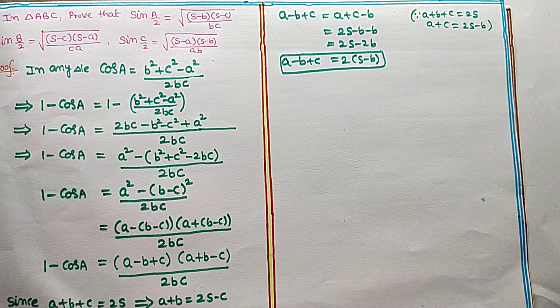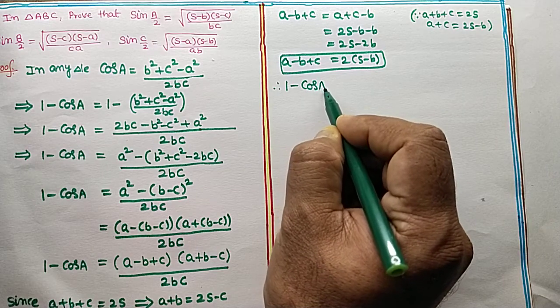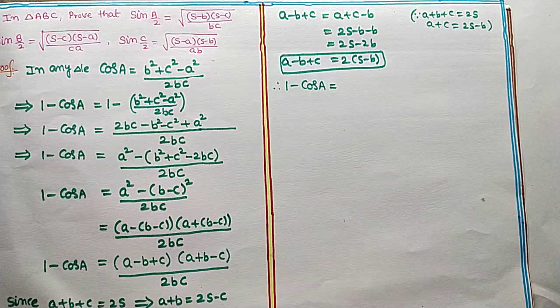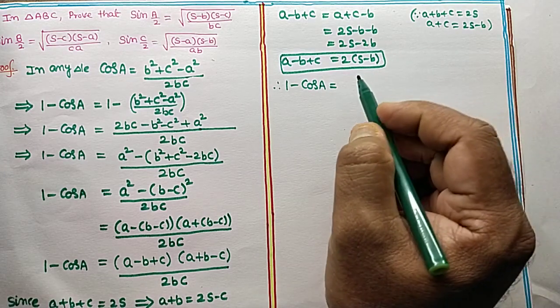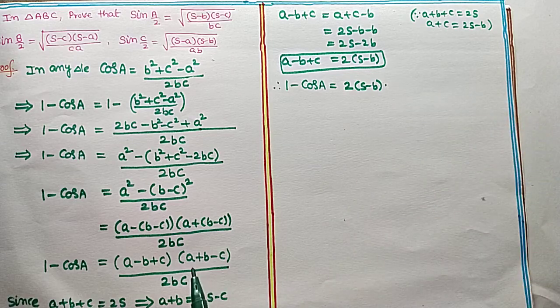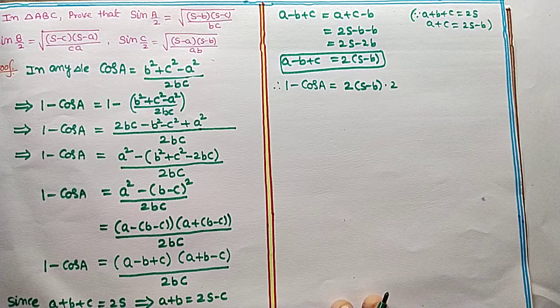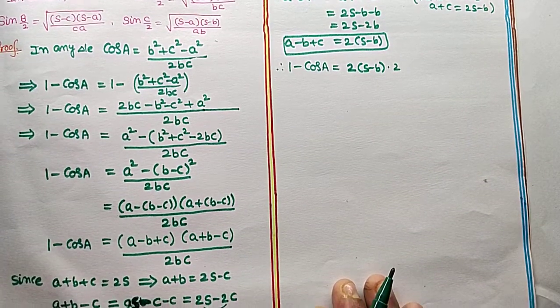Now come back to the question. Therefore, 1 minus cos A is equal to, in place of a plus c minus b, you have to write 2 into (s minus b), and in place of a plus b minus c, you have to write 2 into (s minus c). We have that here already.